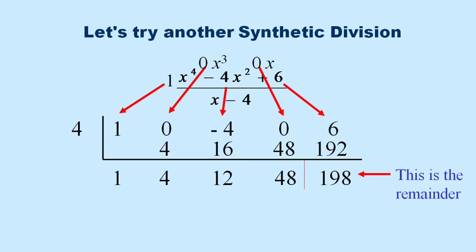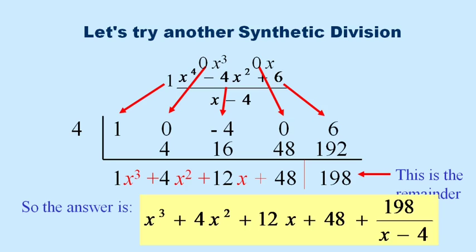Now as quotient we have four coefficients: 1, 4, 12, 48. So we will consider the highest degree as 3. Again we will place x cube, x square and x in their places. So this is our final answer.